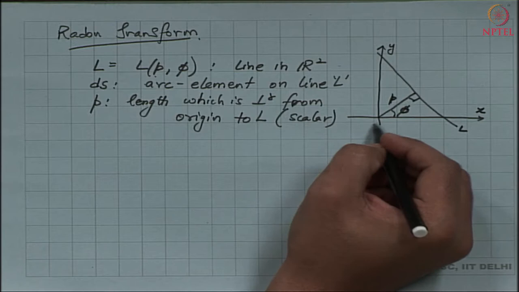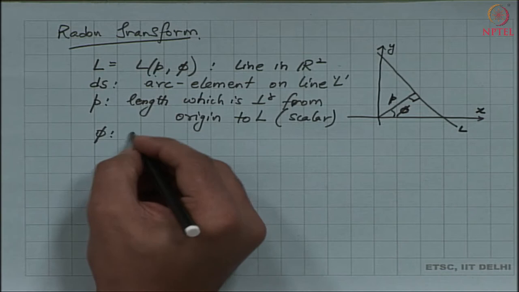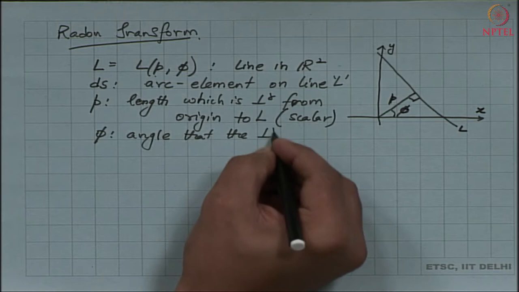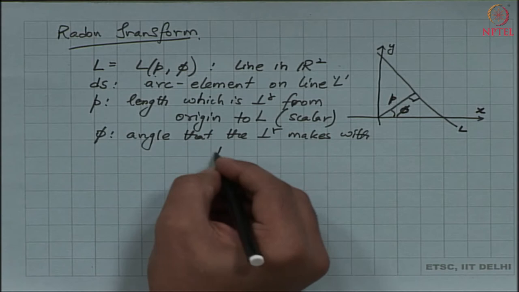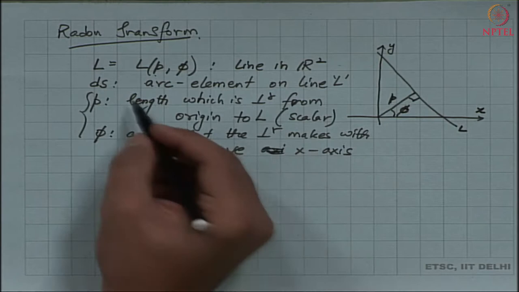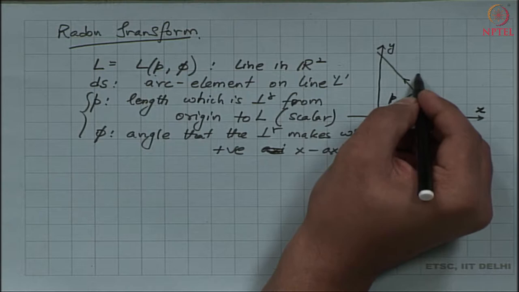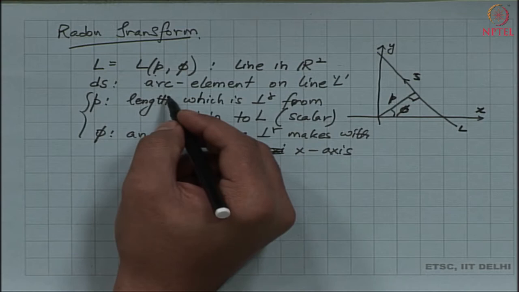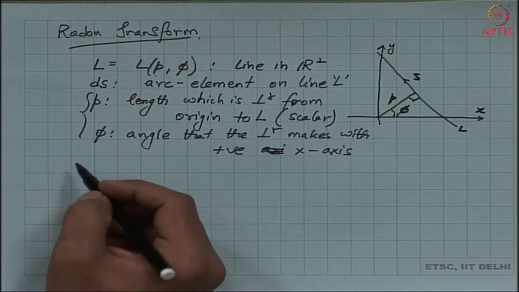And then I have this angle phi. The phi is the angle that the perpendicular makes with the positive x axis, okay. So, I can see that my 2 quantities P and phi completely define my line, and ds is an arc length along S. So, if I move along the line, that will be my variable S with an element arc length ds, which means now with all these definitions, I am ready to define my Radon transform.